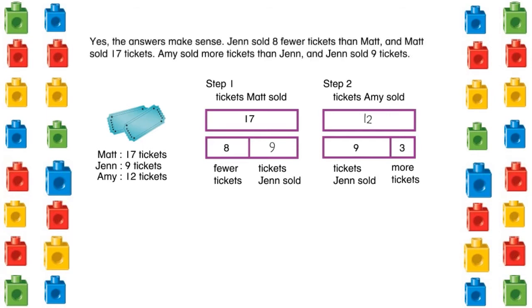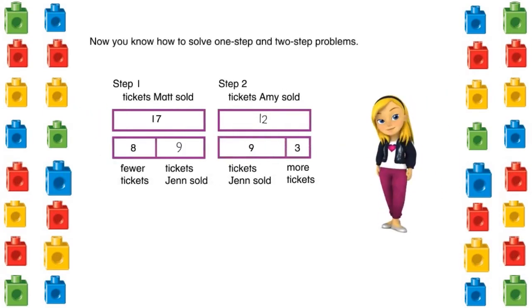Yes, the answers make sense. Jen sold 8 fewer tickets than Matt, and Matt sold 17 tickets. Amy sold 3 more tickets than Jen, and Jen sold 9 tickets. Now you know how to solve one-step and two-step problems.